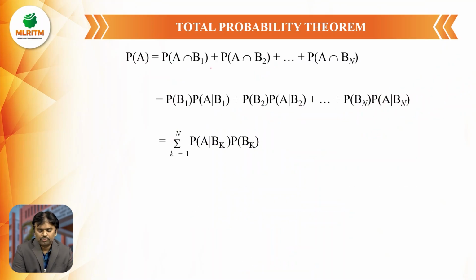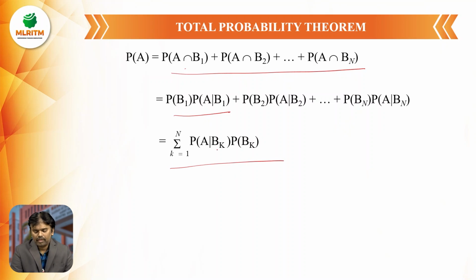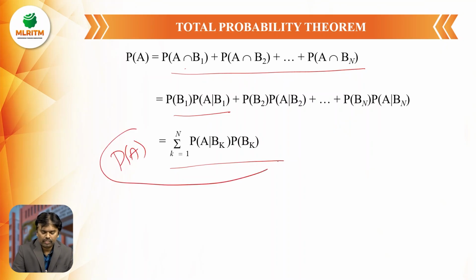Then P of A is equal to this. Next, P of A intersection B1 can be written as P of B1 into P of A given B1. This is from the multiplication theorem. This can be written as summation of k equal to 1 to n P of A given Bk into P of Bk. So this is the total probability of event A. So P of A is equal to summation of k equal to 1 to n P of A given Bk into P of Bk.